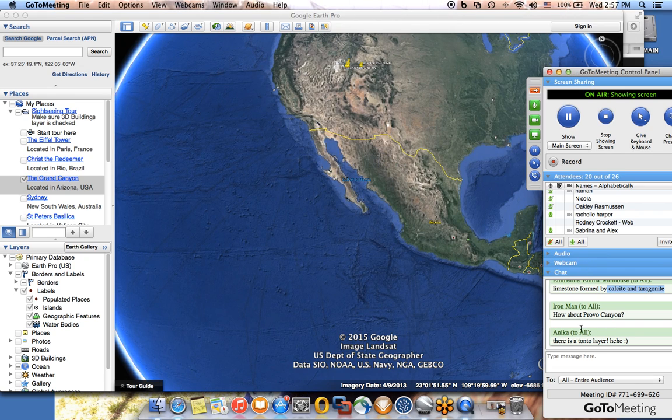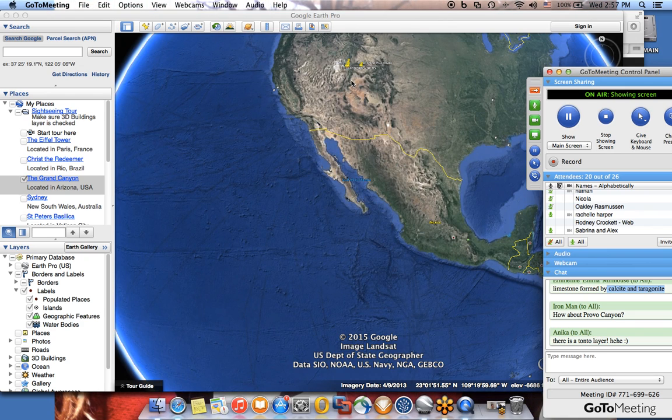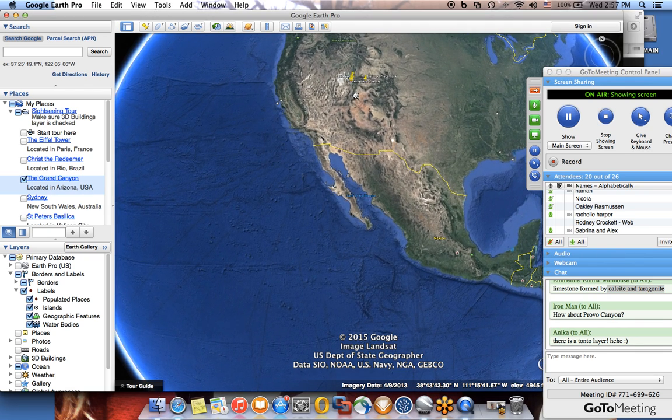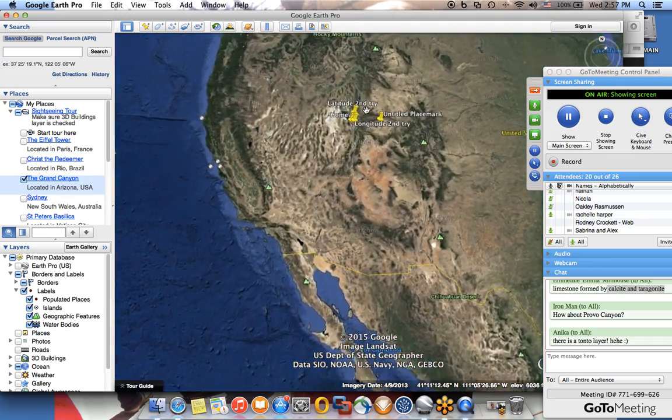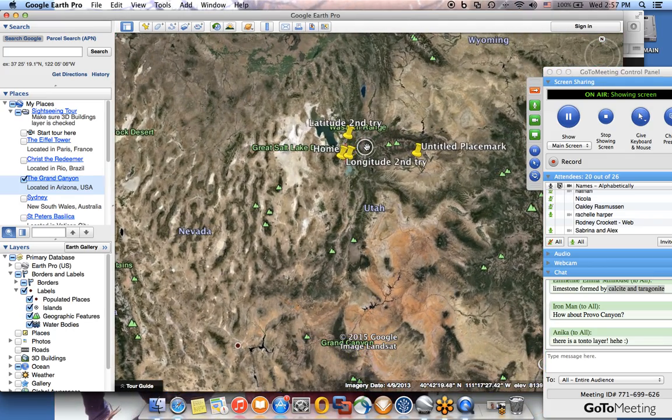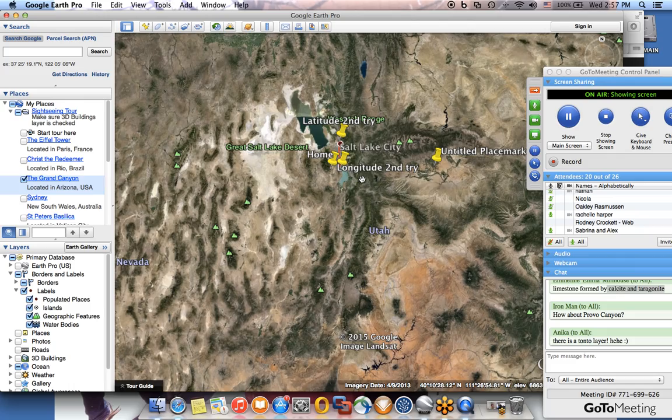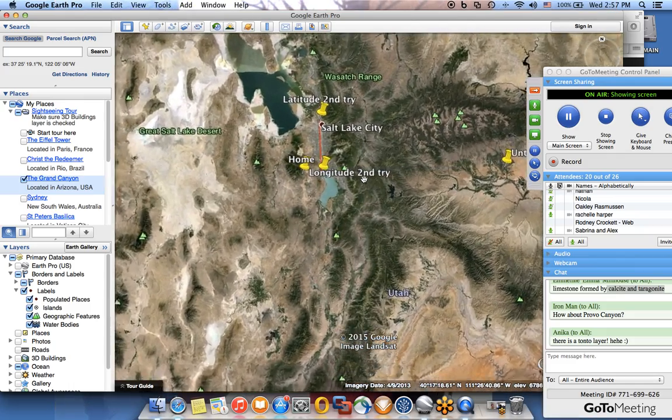Okay. There is a Tonto layer, yes. Yeah, that is how it's called. It's the Tonto layer. So in Provo Canyon, what I have seen is a lot of shale. All right. So these are the layers. You can see a lot of layers of rock. Okay, let's go into it really.